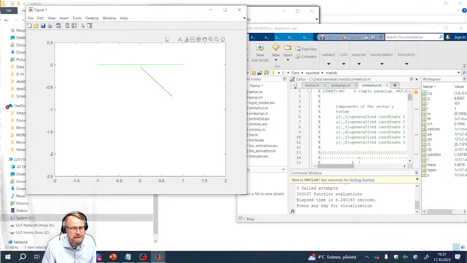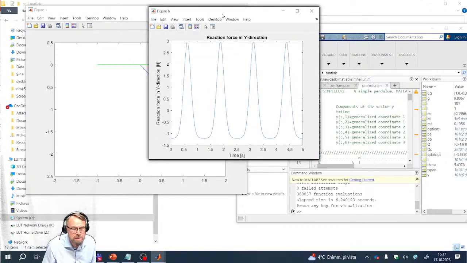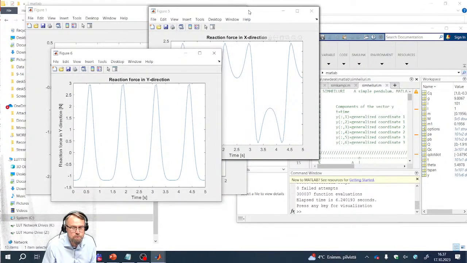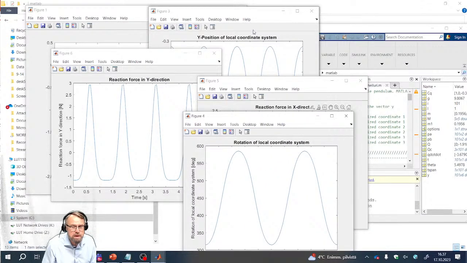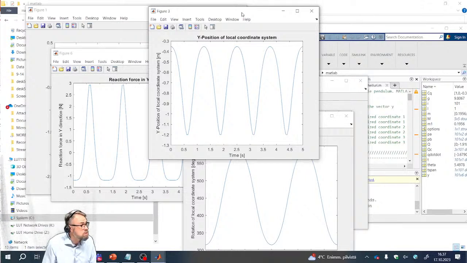Nice. Very nice. Look at these reaction forces, rotational local coordinate system, position of local coordinate system, and so on and so forth. So we can get all the information. So now we're solving the equation of motion forward in time. Big deal.